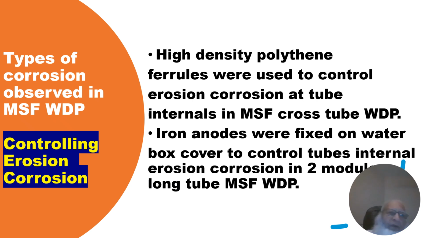This slide shows how to control erosion corrosion in MSF WDP. High density polyethylene ferrules were used to control erosion corrosion at tube internals in MSF cross tube water desalination plant. Iron anodes were fixed on water box to control tubes internals erosion corrosion in two modules long tube MSF WTP.